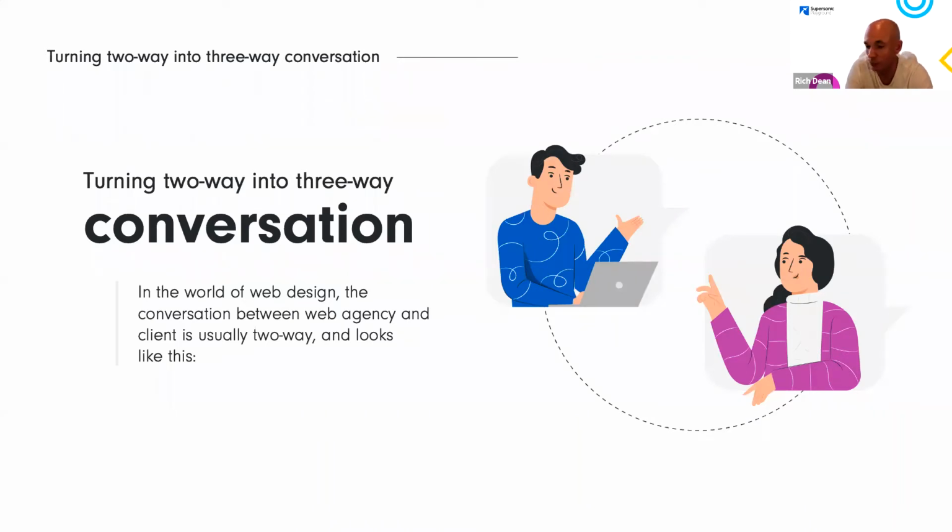So how I tend to look at it is it's about turning a two-way conversation into a three-way conversation. What that generally means is, in the world of design, in a very basic sense, on a normal relationship, a design agency like Supersonic Playground, when we're creating a website for a client, in most cases, the basic level of conversation is two-way, and that is between us, the agency, and our client.